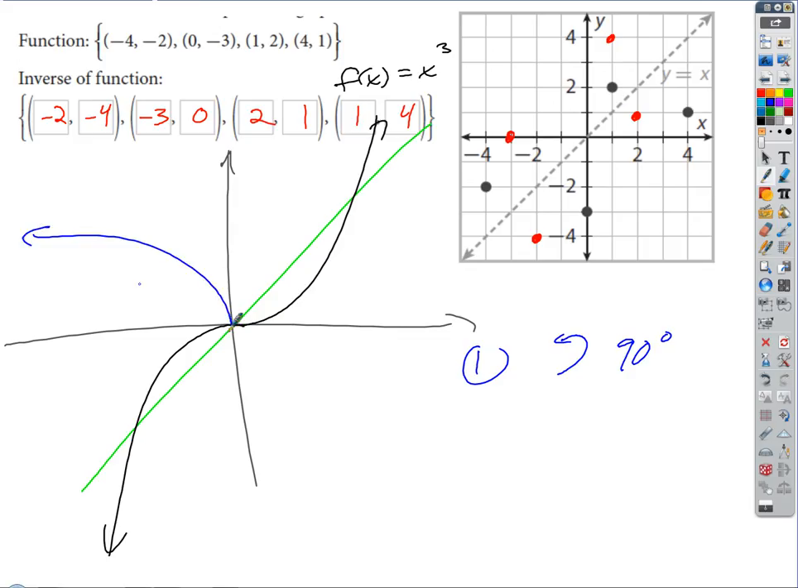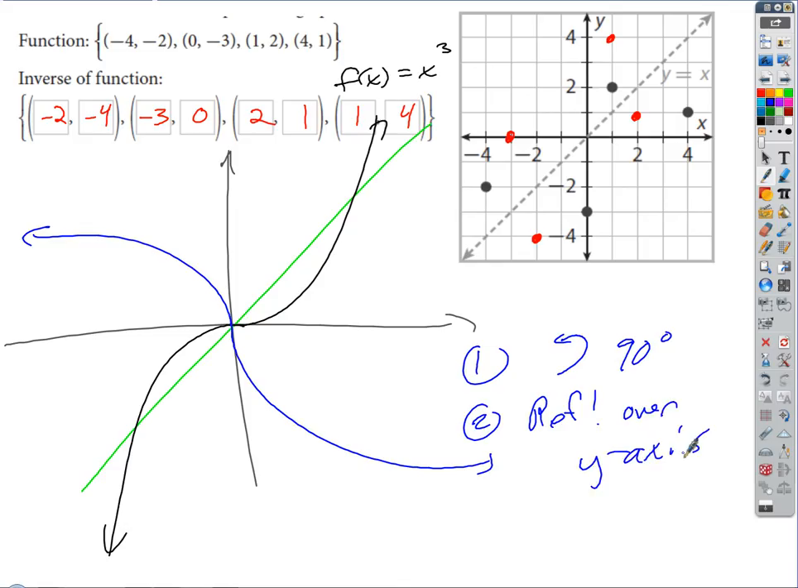So it becomes like that. Step two is reflect over the y-axis. See how that works? If I take that blue one now and I reflect it over the y-axis, what happens?